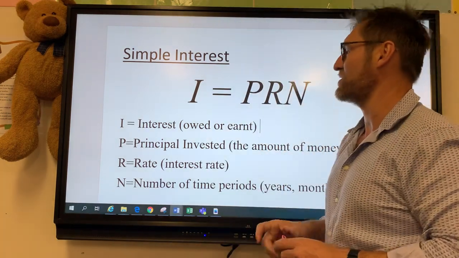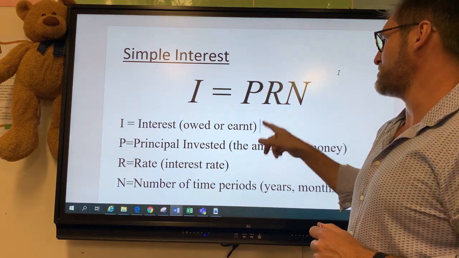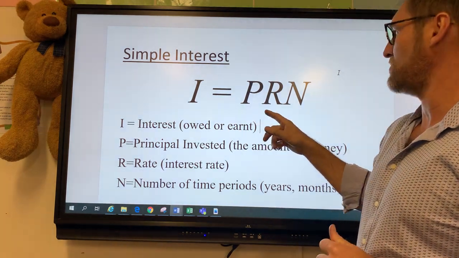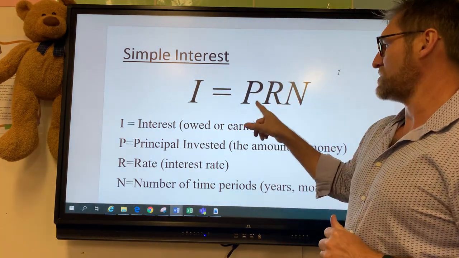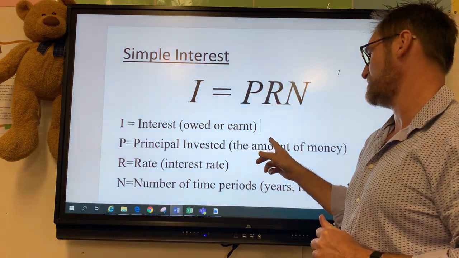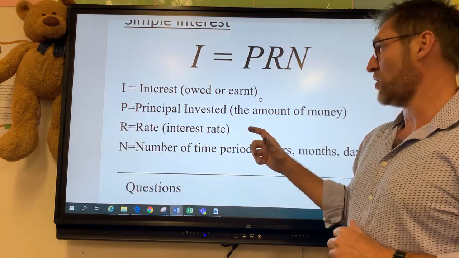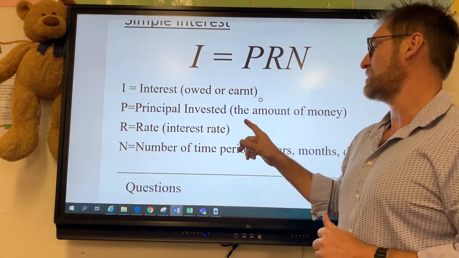We're having a look at simple interest today. Nice big formula there to kick off with. I equals PRN. What do the P and R and N stand for? I is interest. This is the amount of interest you're going to either earn or the amount of interest you're going to owe somebody. P is the principal invested: how much money you're going to borrow or how much money you're going to chuck into the bank.